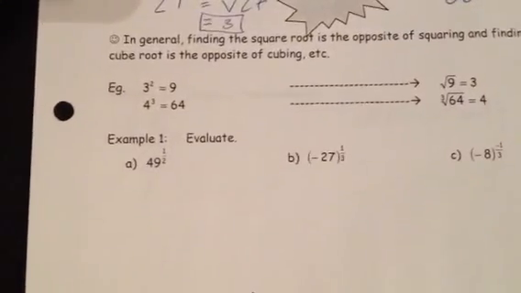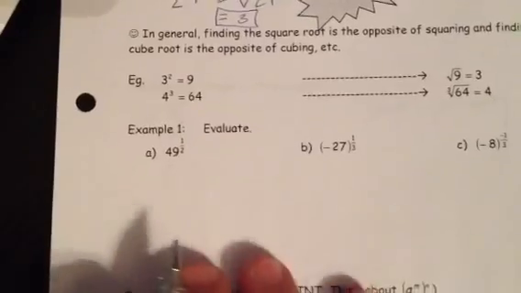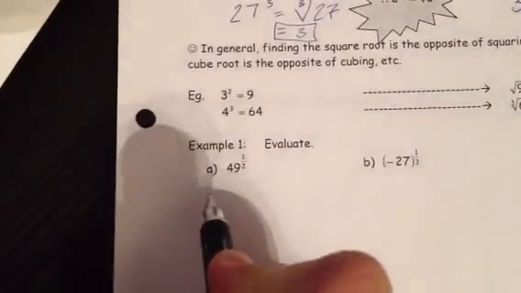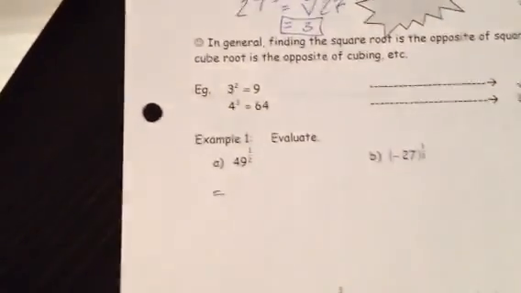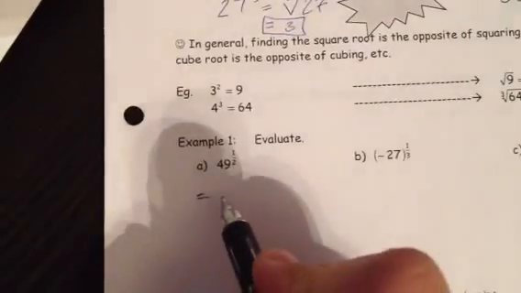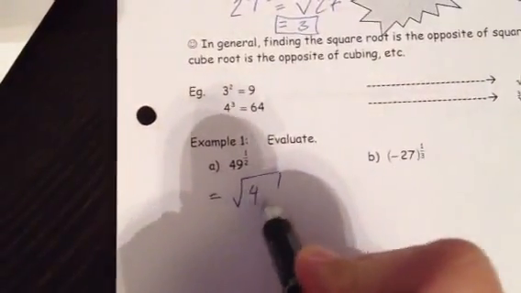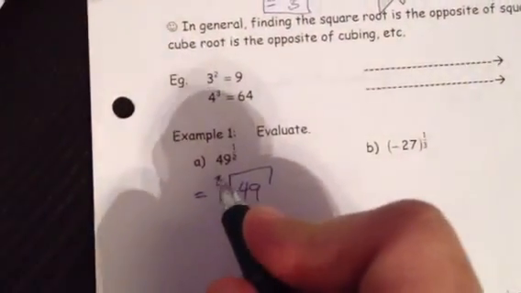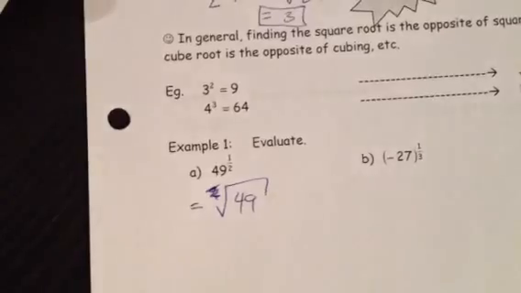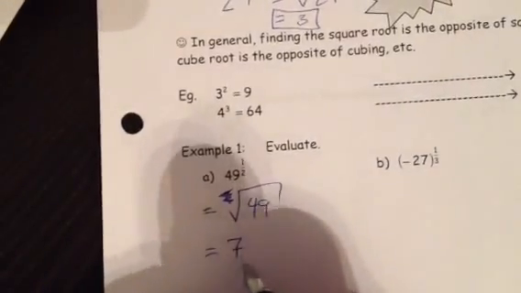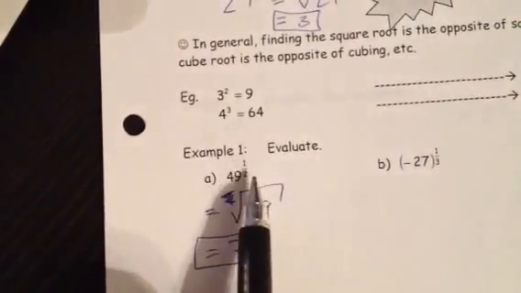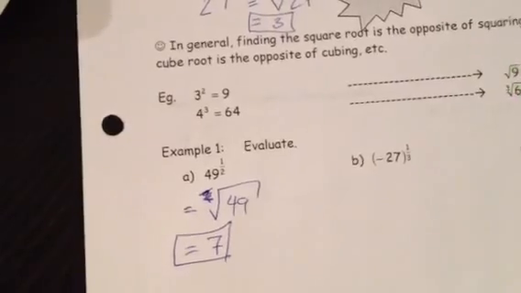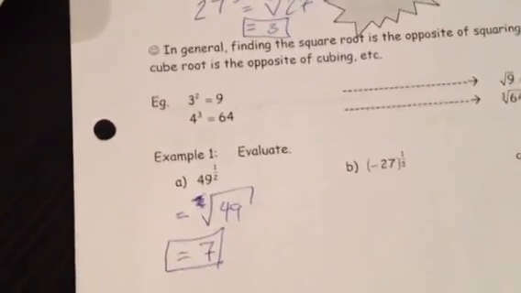Now example number 1, it says evaluate. So evaluate 49 to the power of a half. According to our rule, just remember what 49 to the power of a half means. It means the square root of 49. Now, there's a 2 out in front of there, but we never write the 2. We know that this means square root, so I'm not going to write that anymore. So the square root of 49 is 7. And you can double check that on your calculator. If you did 49 to the power of 1/2 or to the power of 0.5, it would give you 7.